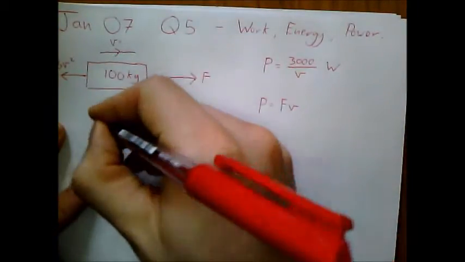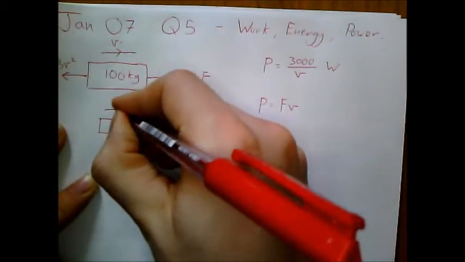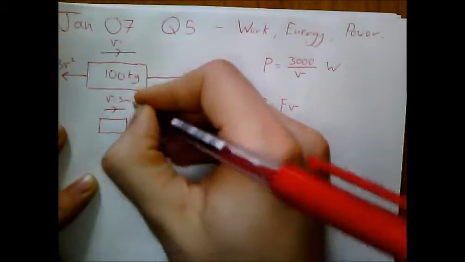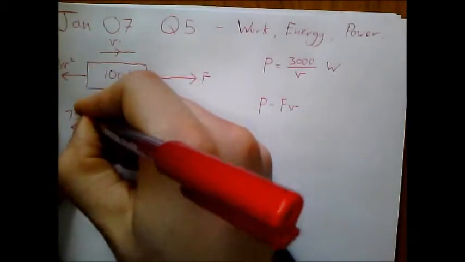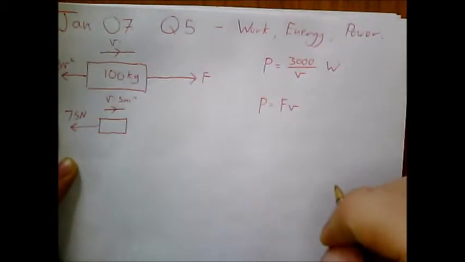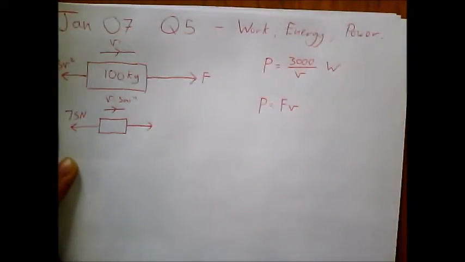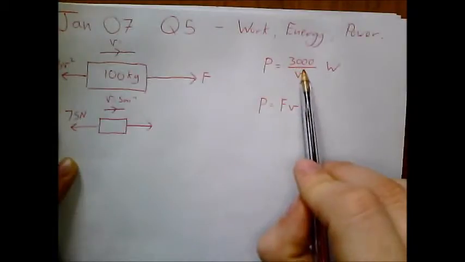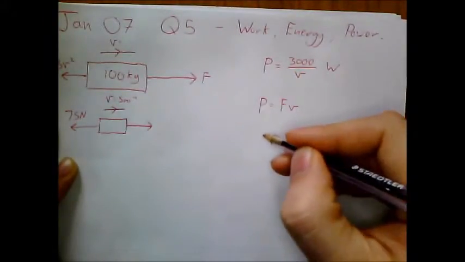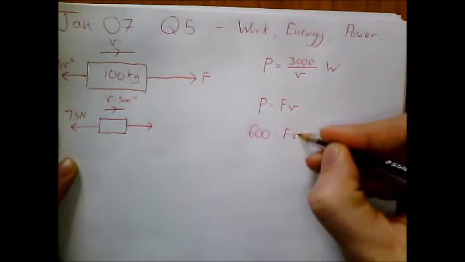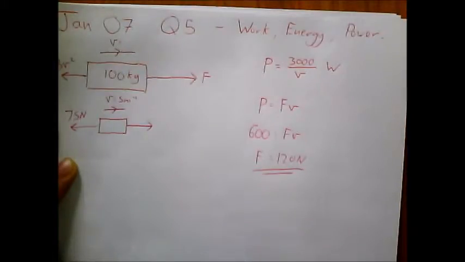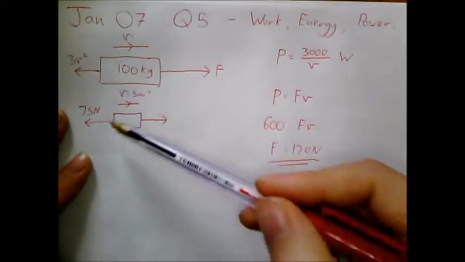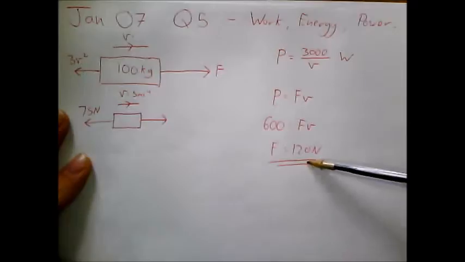So let's substitute some values in here. At a speed of 5 meters per second, substituting this into here, the resistance to motion will be 75 newtons. We want to know this driving force. And we know that the power is 3000 over v, so 3000 divided by 5 gives us 600 equals Fv, so that gives us a force of 120 newtons. Okay, a little bit unusual, but just use one of the values we're given and we can show that for that particular speed, that is our force.